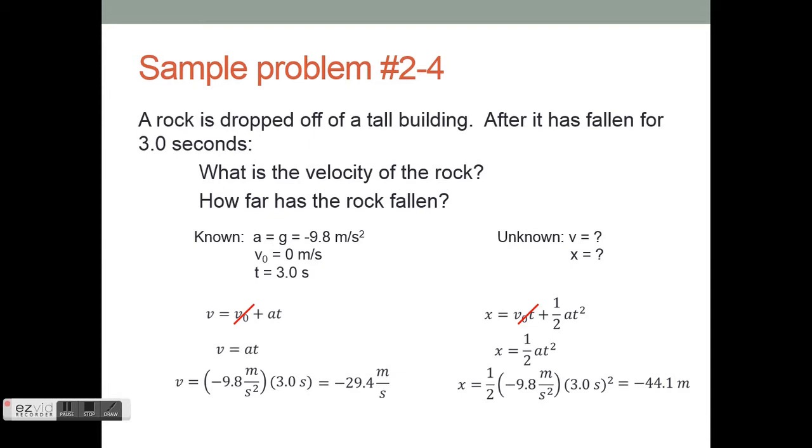What I get is that the velocity of the rock is negative 29.4 meters per second, and the rock has fallen 44.1 meters. What the negative signs really tell you in both of these is that, in terms of distance, the rock fell downward. In terms of velocity, the rock was moving downward when it hit the ground.